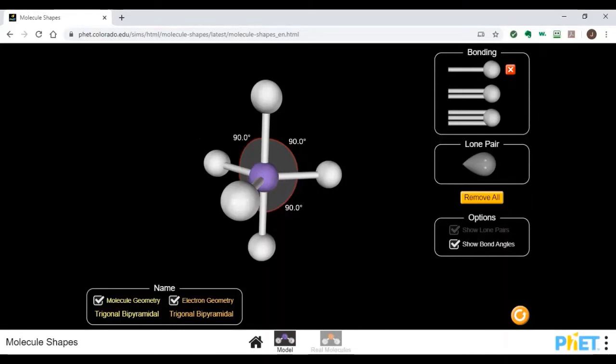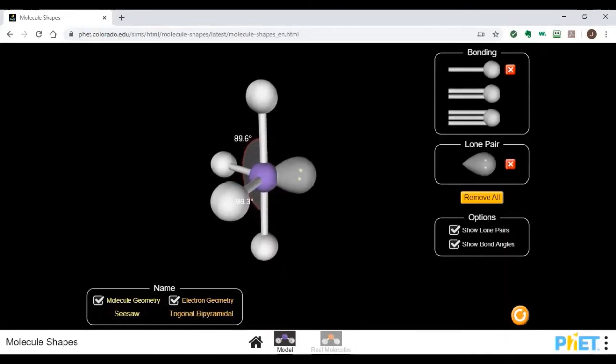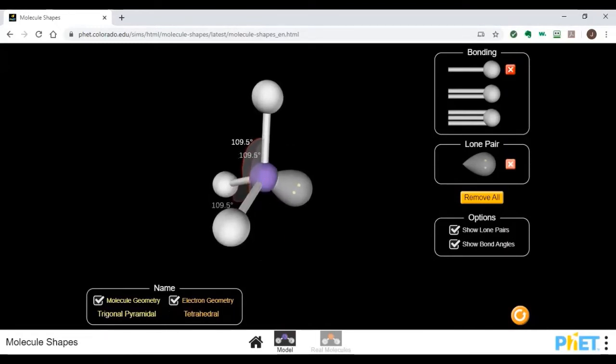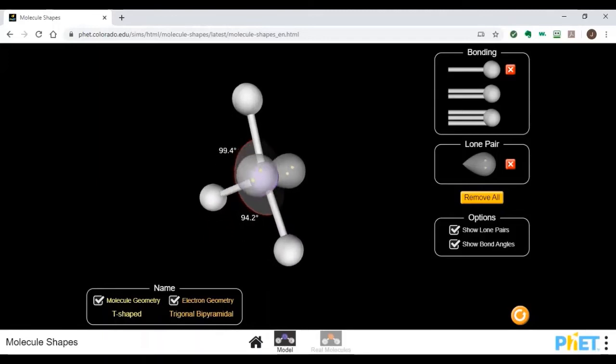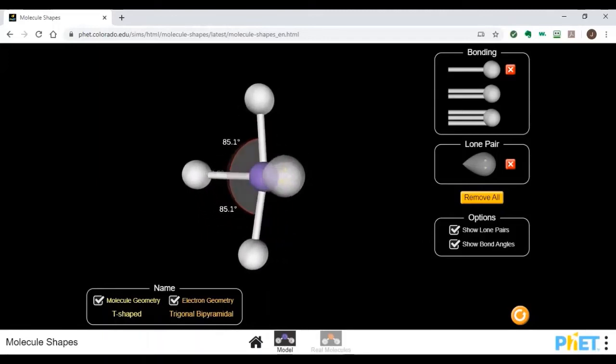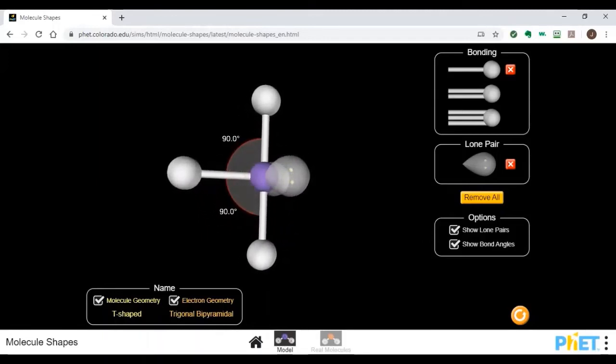When we replace one of these with a lone pair, it turns out that the position that gets replaced is one of the equatorial positions. And what you end up with is a structure that's commonly called a seesaw shape. If we replace another one of these with a lone pair, again, the equatorial positions are the ones that are going to be occupied, and you end up with something that is sometimes called a T-shape, although it's somewhat distorted.